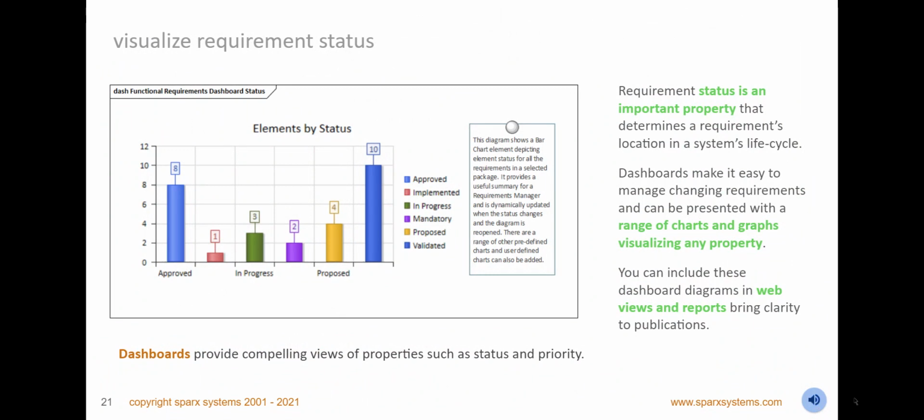Visualize requirement statuses, other properties and metadata in compelling charts and graphs viewable on dashboard diagrams. Use the diagrams to drive repository administration and modeling tasks, and include them in reports and publications. You can also set display options including legends and colors to make the charts more appealing and meaningful.